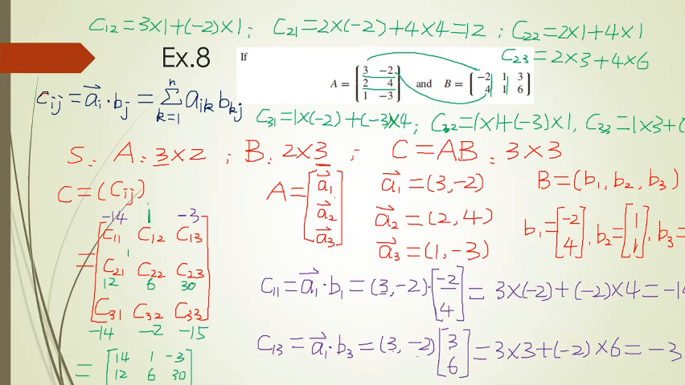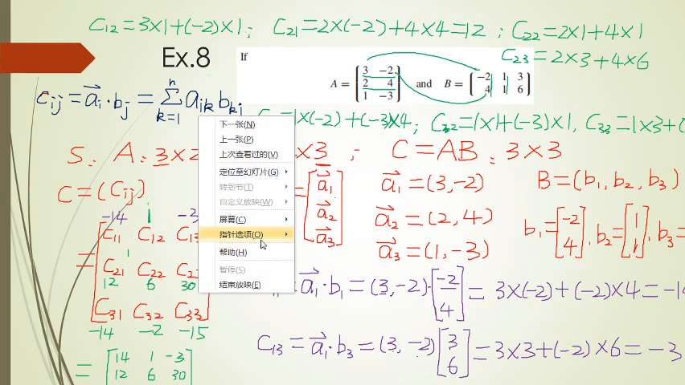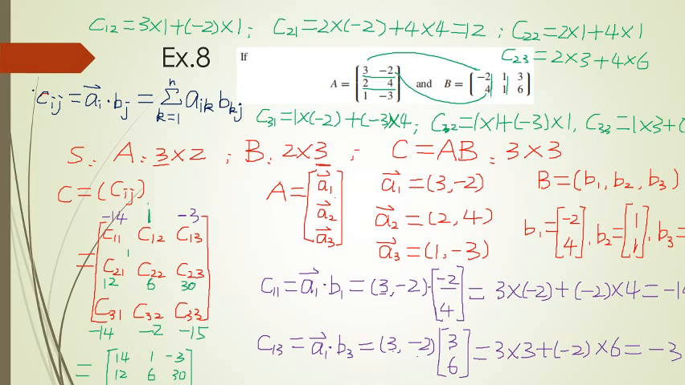So that is the formula again. Cij, each entry at the ith row, jth column in the matrix C, is calculated as the ith row vector of A times the jth column vector of B. That is the formula. Let's do an easy one.